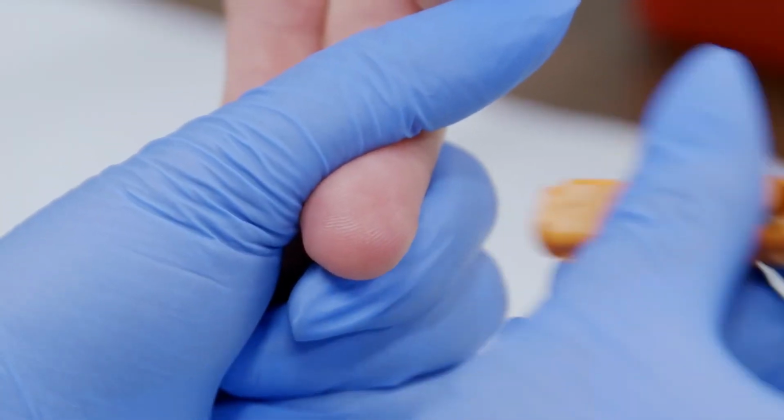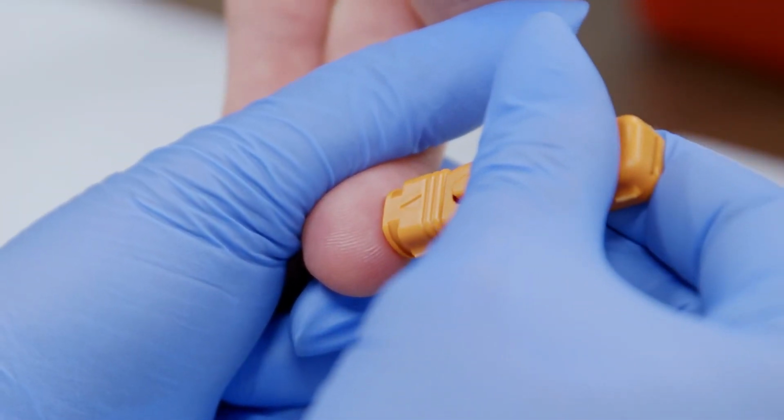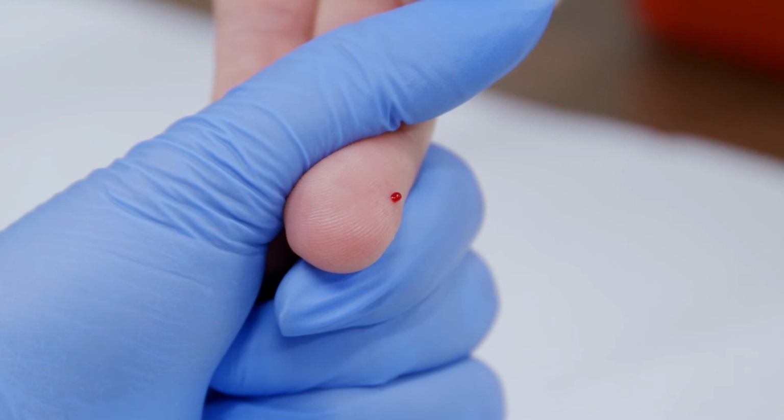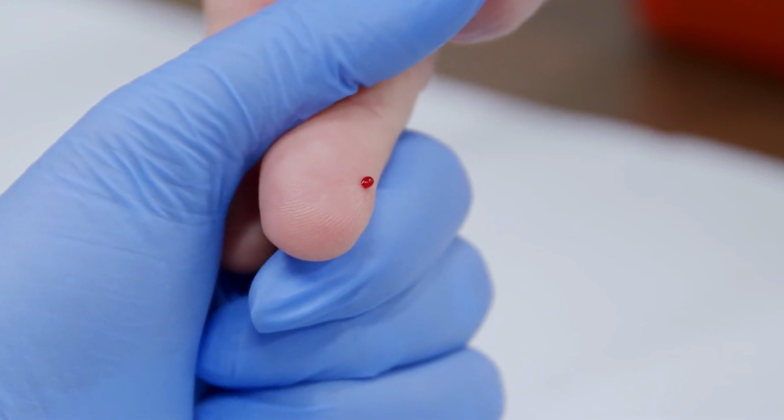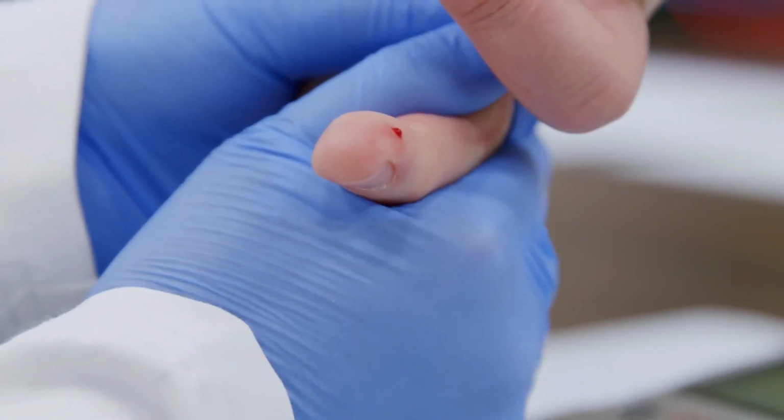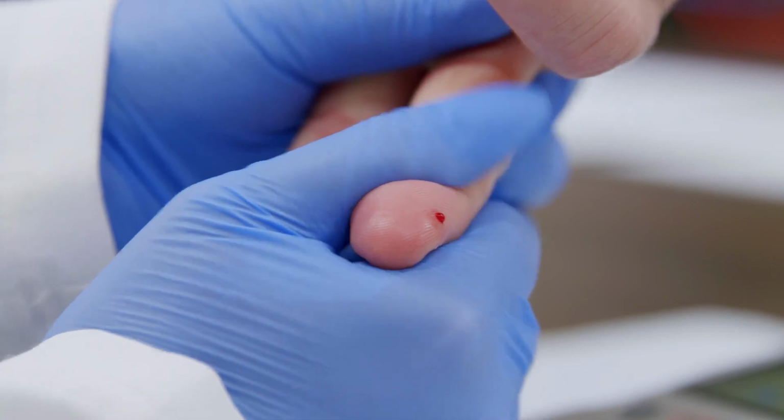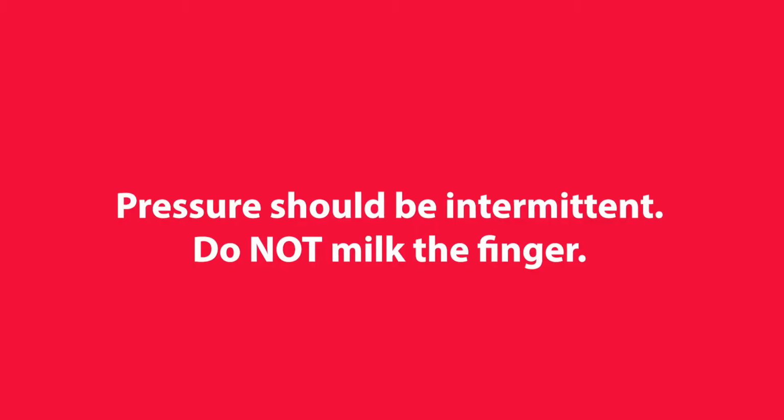With a new, sterile, disposable lancet, puncture the skin. Stick the finger on the side of the fingertip. To get a drop of blood, gently apply pressure to the finger, starting at the end of the finger closest to the hand and moving towards the tip. Pressure should be intermittent. Do not milk the finger.